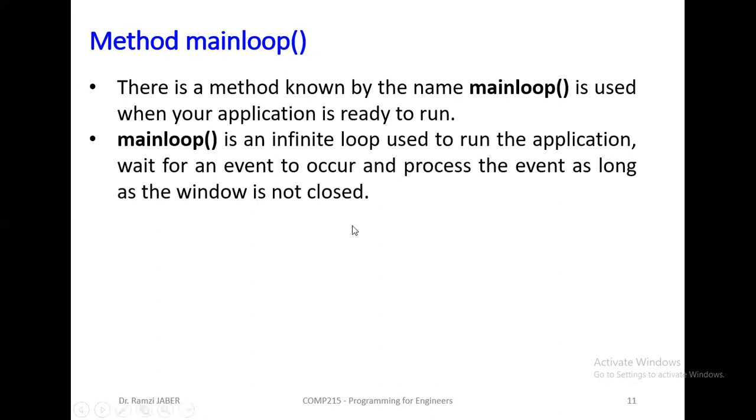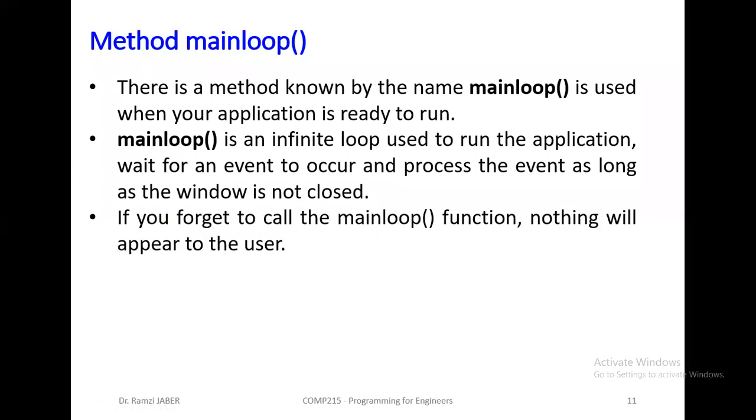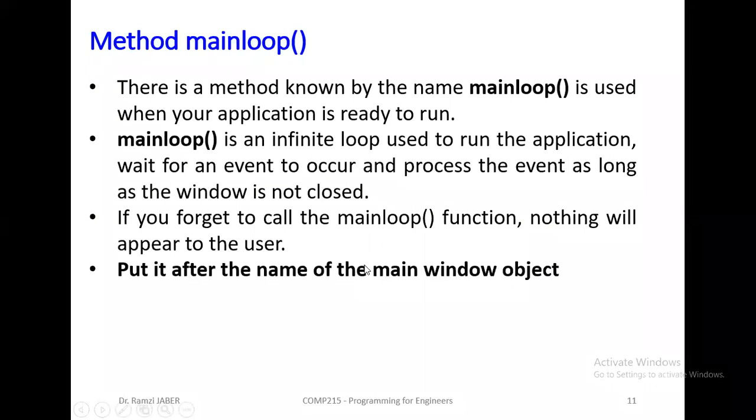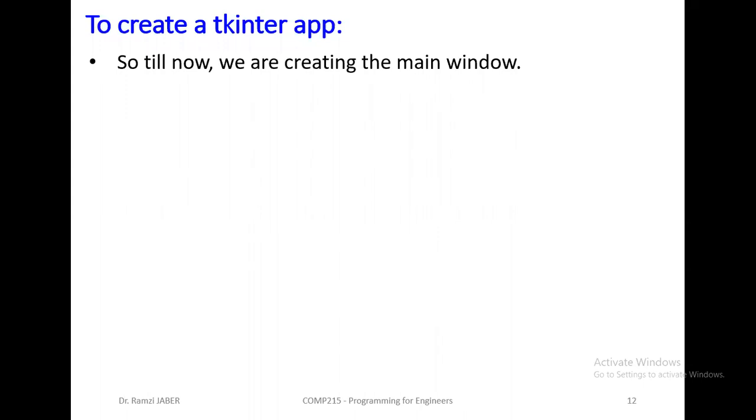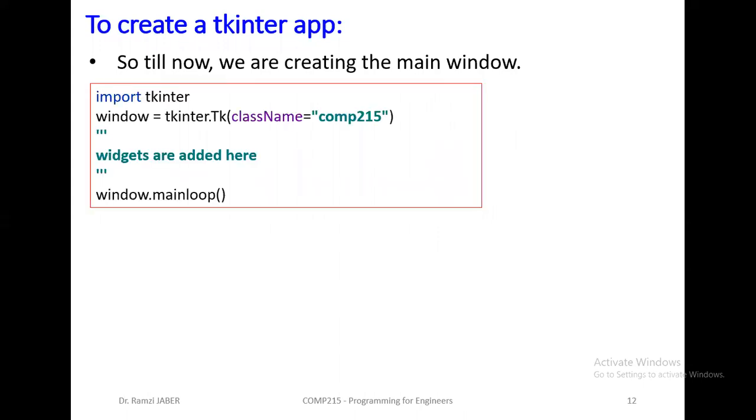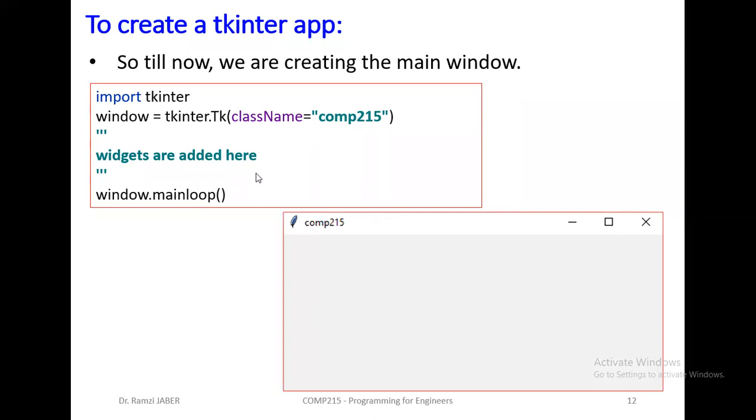We run this window just to detect any event that will happen on any later widget. So if you forget to call the mainloop function, nothing will appear to the user. We always put the mainloop command after the name of the main window object. Just call m.mainloop. So, for example, until now we are creating the main window, and this is the output.